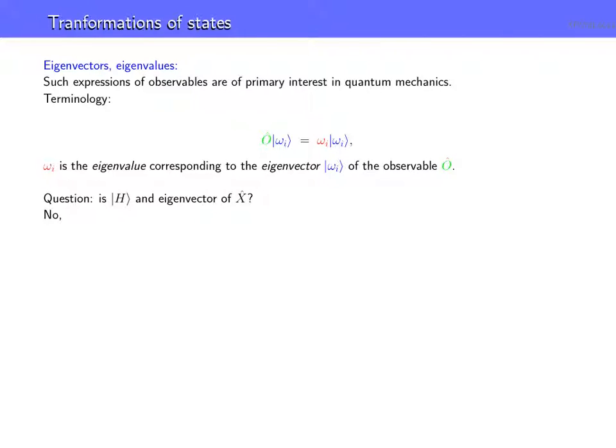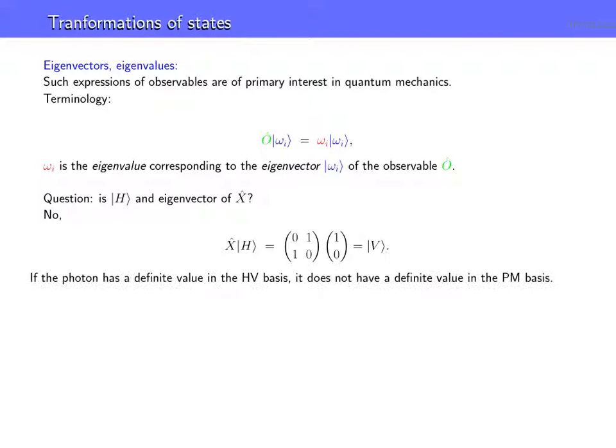Really all you need to do is plug it in and show that if you act X on H, we flip it to V. So it's not an eigenvector because it's not the same vector. It has to be the same vector up to a constant or function attached. Okay. Before we go on, let's say the photon has a definite value in the HV basis. That's what we mean here. It does not have a definite value in the PM basis, or vice versa. That's what we mean by that.